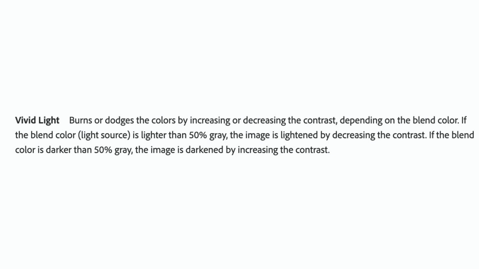The next one that we have is vivid light. Vivid light burns or dodges colors by increasing or decreasing the contrast depending on the blend color. If the blend color, the light source, is lighter than 50% gray, the image is lightened by decreasing the contrast. So this is important. The image is lightened by decreasing the contrast. If the blend color is darker than 50% gray, the image is darkened by increasing the contrast. Looking at the top color, if it's darker, it is increasing the contrast. If it is lighter than 50% gray, it is decreasing the contrast.